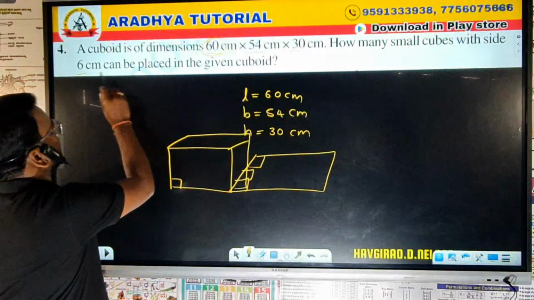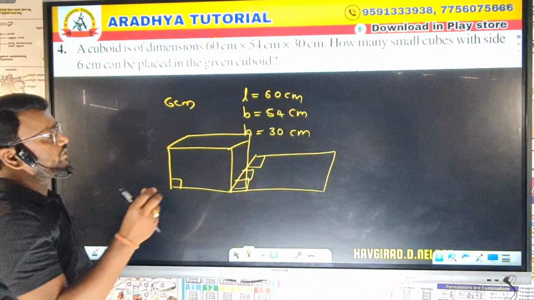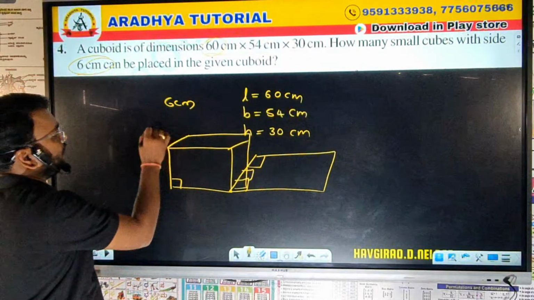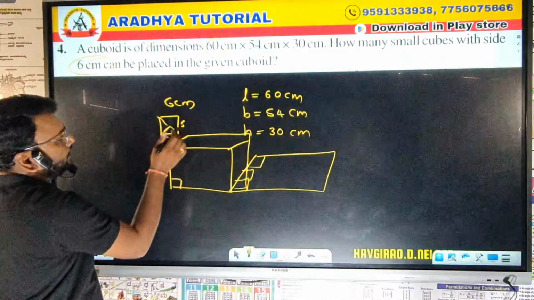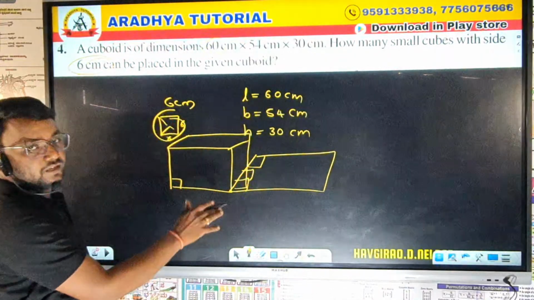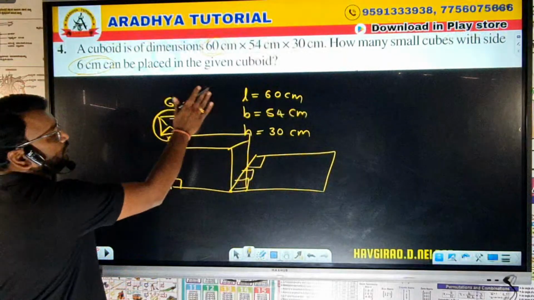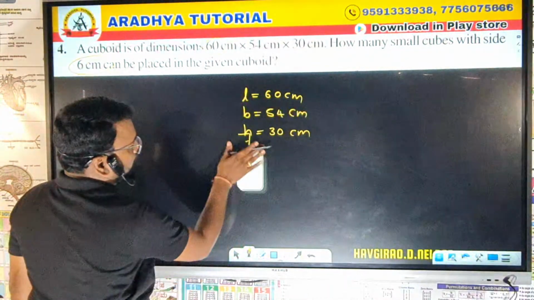What are its sides? That side is 6 centimeter. One cube is there. That side is 6 centimeter means all the sides are 6 centimeter only. 6, 6, 6 like this. First we have to find the volume of both the cuboid and the cube. Afterwards divide these two.